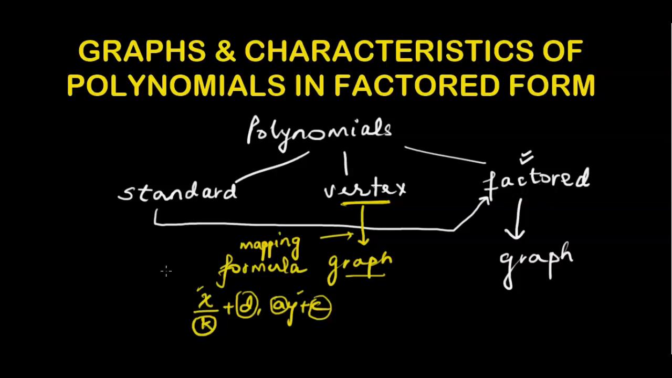Just remember for later units that the standard form of polynomials cannot be directly turned into a graph until it is converted to the factored form. So for that we would have to learn factoring of standard form to factored form. Once we learn the factoring, then we can apply the same steps that we are going to learn in this lesson to turn the factored form into a graph.